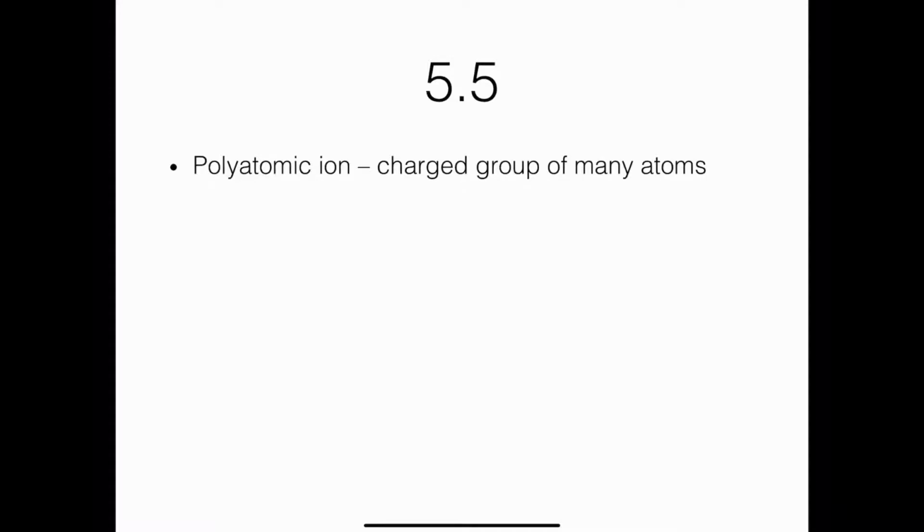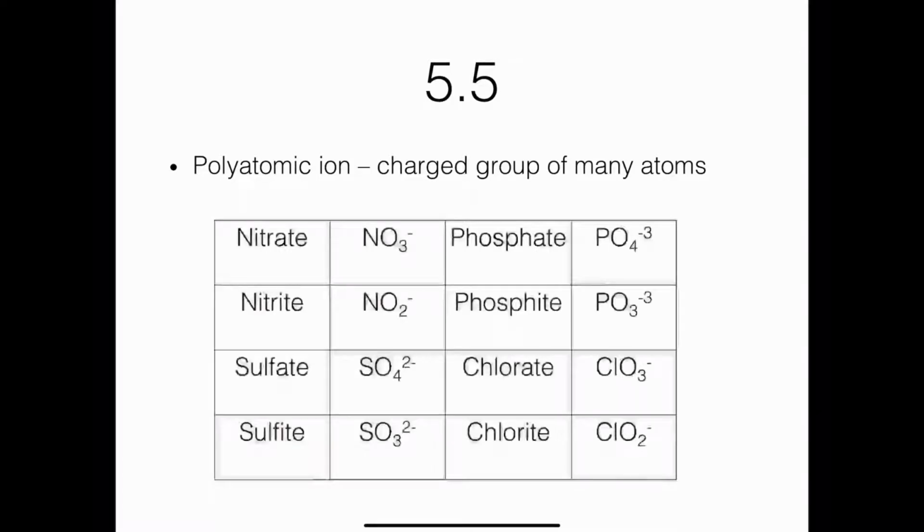So remember, polyatomic ion is a charged group of many atoms. So this isn't just something like chlorine or oxygen where you would only see one atom. You're going to see a group of many different atoms that form a charge. So we can see here we have nitrate, nitrite, sulfate, sulfite, and so on.